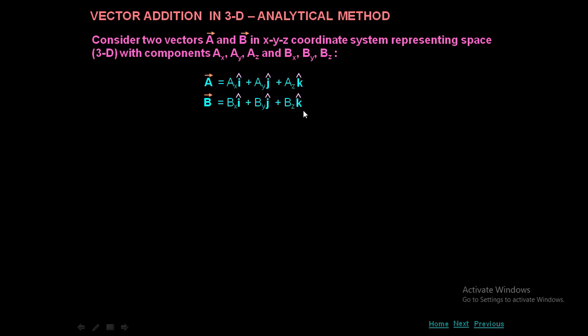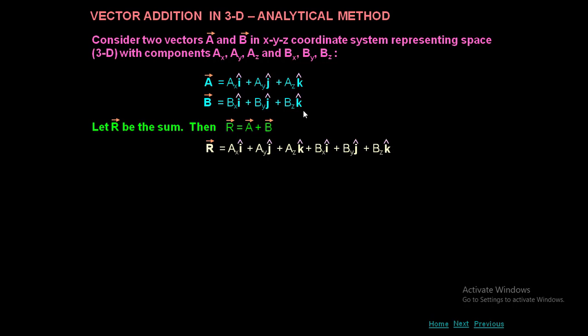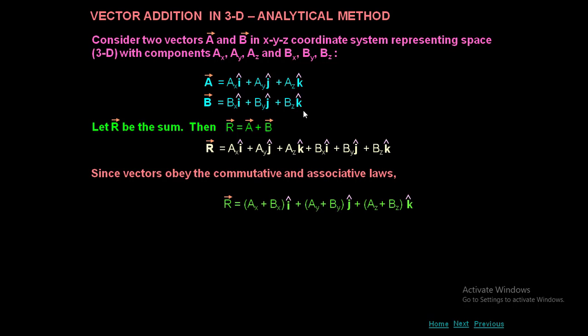Just like in 2-dimension, now you have to add these two vectors, that is i components with i, j components with j, and k components with k. Let R be the sum, then R bar is equal to A bar plus B bar. Substitute the values and you have this expression. Since vectors obey commutative and associative laws, you can write this as R bar equal to (Ax plus Bx) i cap plus (Ay plus By) j cap plus (Az plus Bz) k cap.